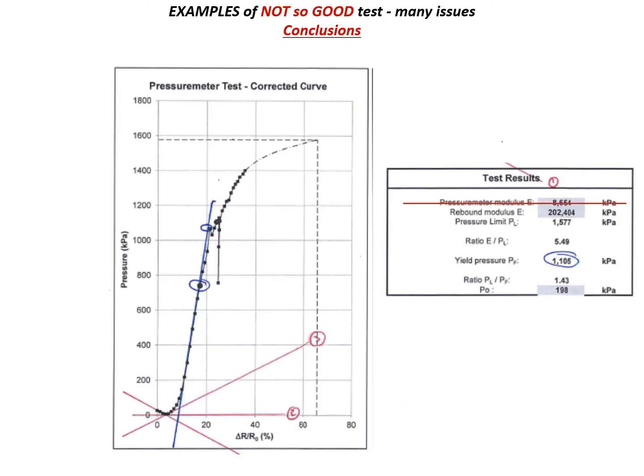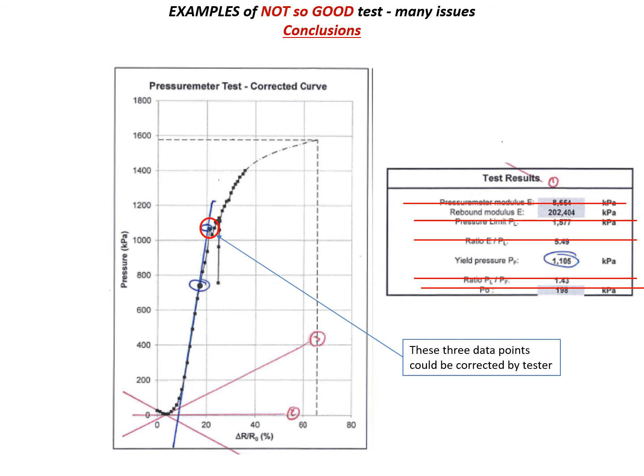Conclusions. For this specific test, you cannot trust EPMT, limit pressure, ratios, the second ratio, and P naught. If you take a look at these 3 points, if I were the tester, I would remove them. Guys, very often, doesn't matter what test you're going to do, triaxial, consolidation, pressuremeter, doesn't matter. You have some garbage points. Don't use them, just toss them to the garbage bin. Actually, it's the tester's responsibility to look and see unreasonable points. I don't know what happened during the test, but definitely these points don't make any sense and they should not be on the chart, okay?